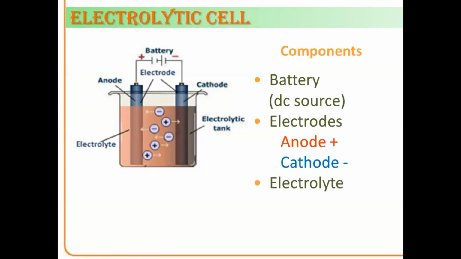Thirdly, we have the electrolyte. Now, when we look at the movement of the electric current, or the movement of electrons, you will see that your electrons are going to flow from the anode through the battery to the cathode. So what the battery does basically is to pump electrons from the anode to the cathode.